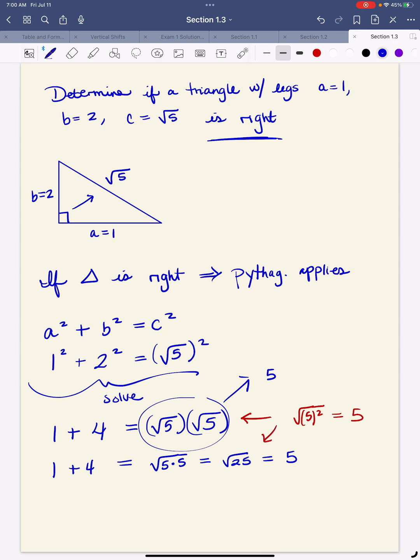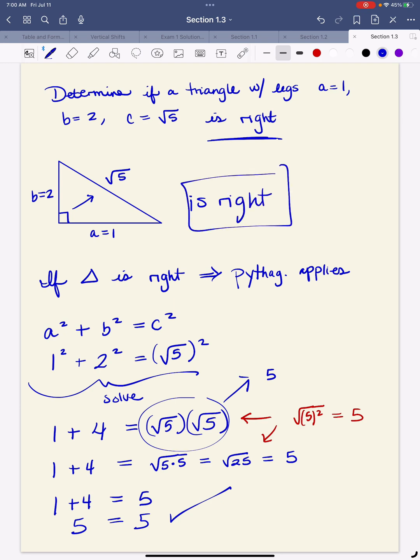So now, back to the Pythagorean Theorem. Did 1 plus 4 equal the square root of 5 squared? Well, yes, because 1 plus 4 is 5, and on the right-hand side, we got 5. So this triangle is right. We are working with a right triangle, and the Pythagorean theorem showed us.